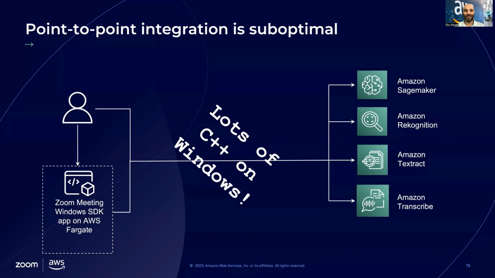So what's better than writing a lot of C++ on Windows point-to-point integration code? Defining a standard integration using Amazon Kinesis Video Stream, or KVS for short, and writing a sample to show you how you can integrate Zoom SDK and the KVS producer library.